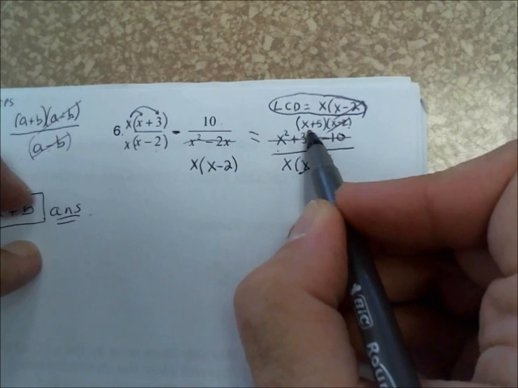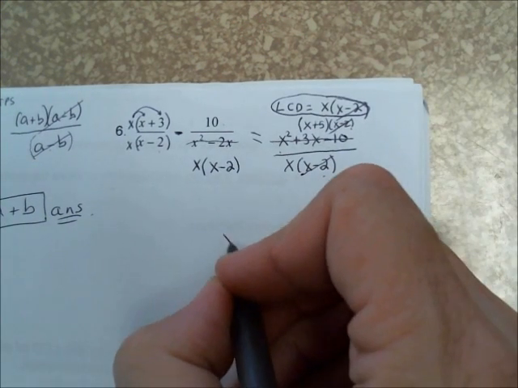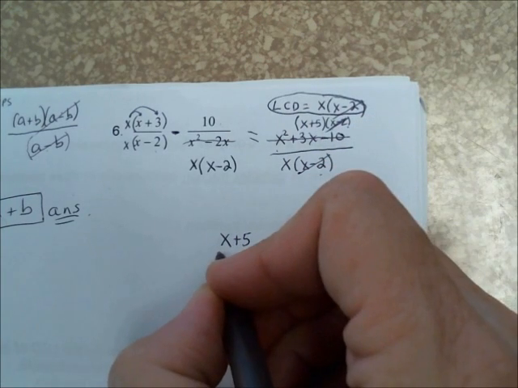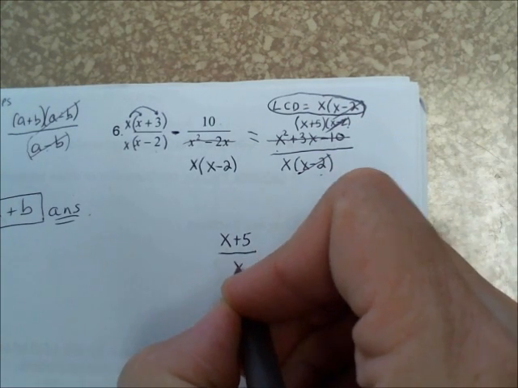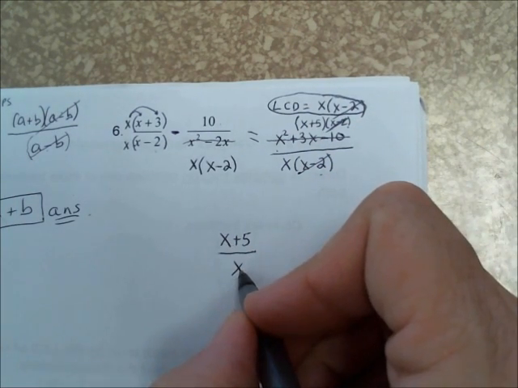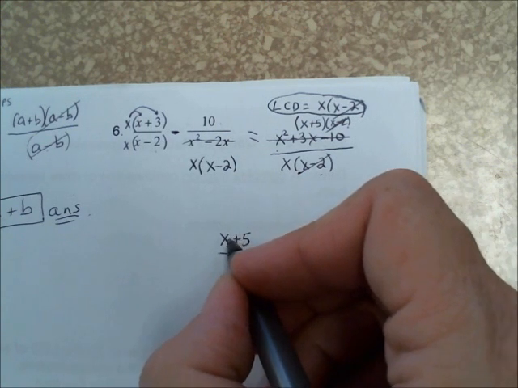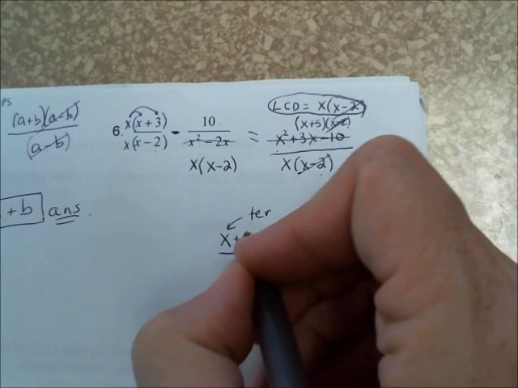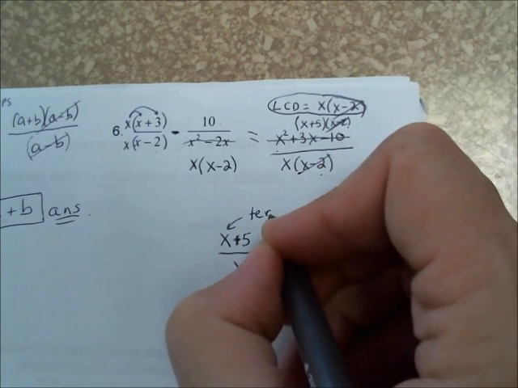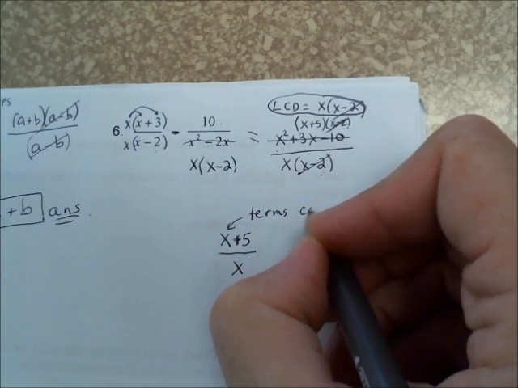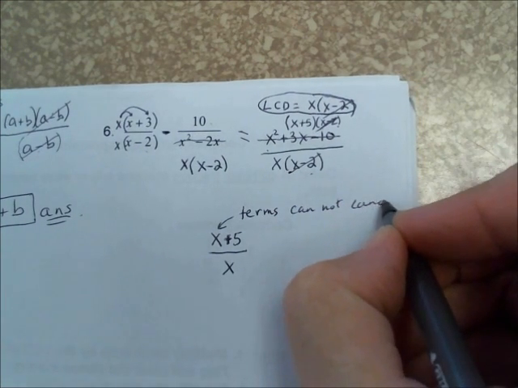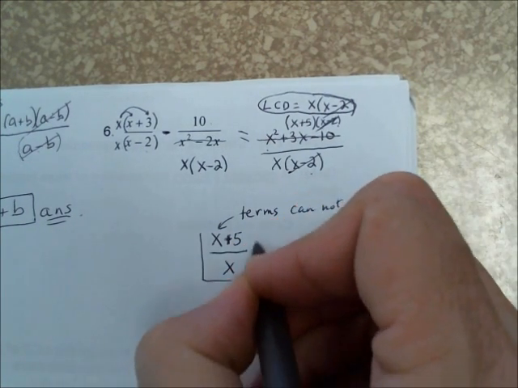We're left with an x plus 5 on the top. The x minus 2 canceled, and we're left with just an x on the bottom. This x and this x cannot cancel out because this is a term. Remember, terms cannot cancel. And this is a term because it's got a plus sign next to it. Terms cannot cancel. So we are done with this problem.